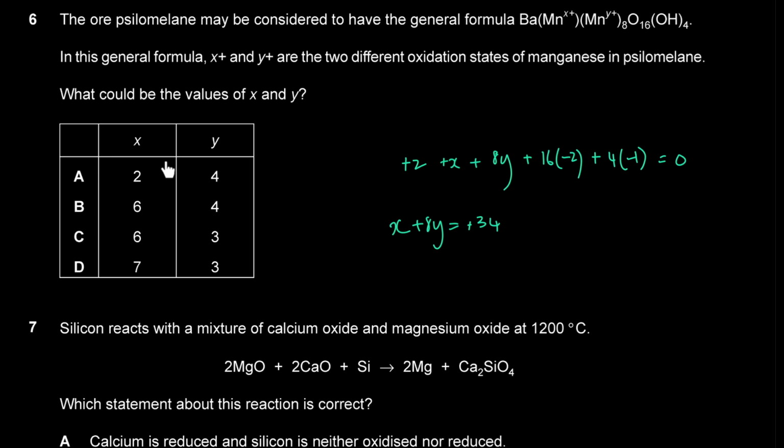Now which combination gives us that? If we take the first guy, when X is positive 2 and Y is positive 4, we get plus 2 plus 4 times positive 8, and that gives us positive 34. So the answer is A. The overall oxidation number of all the manganese atoms in this compound comes out to positive 34 for option A.